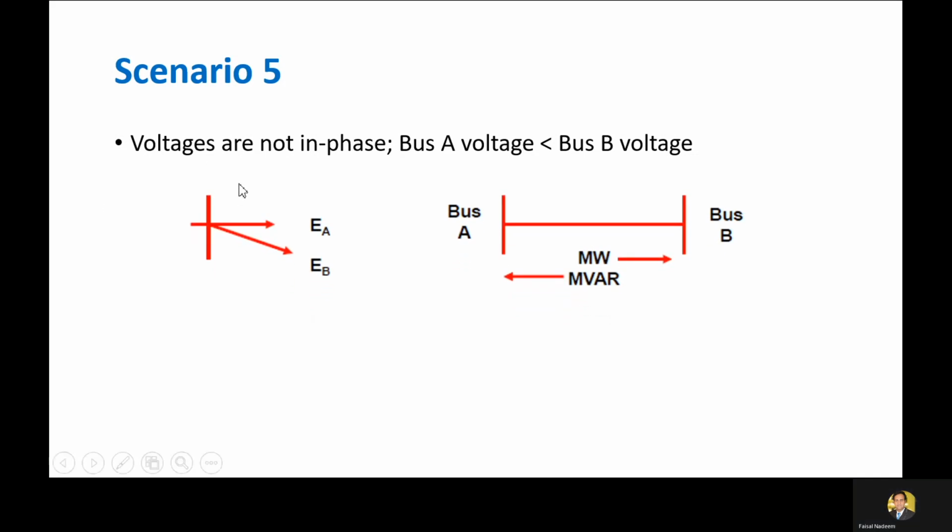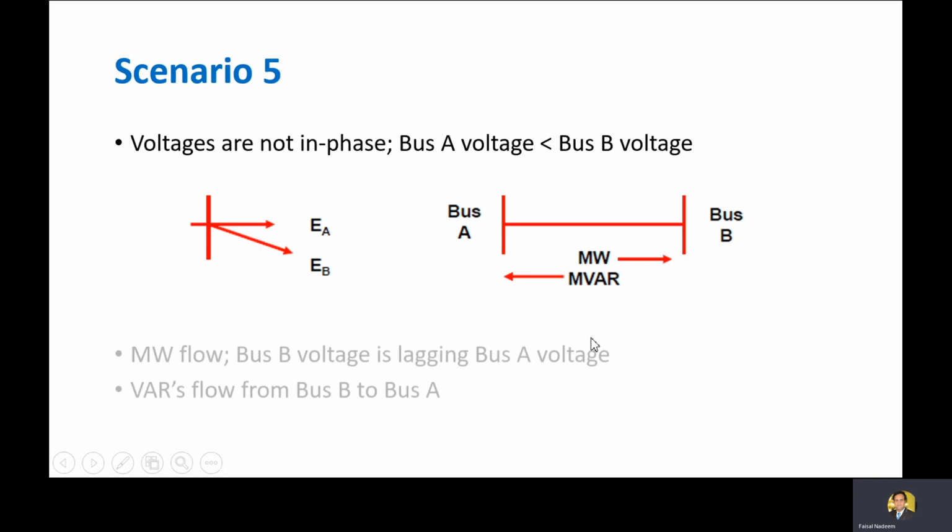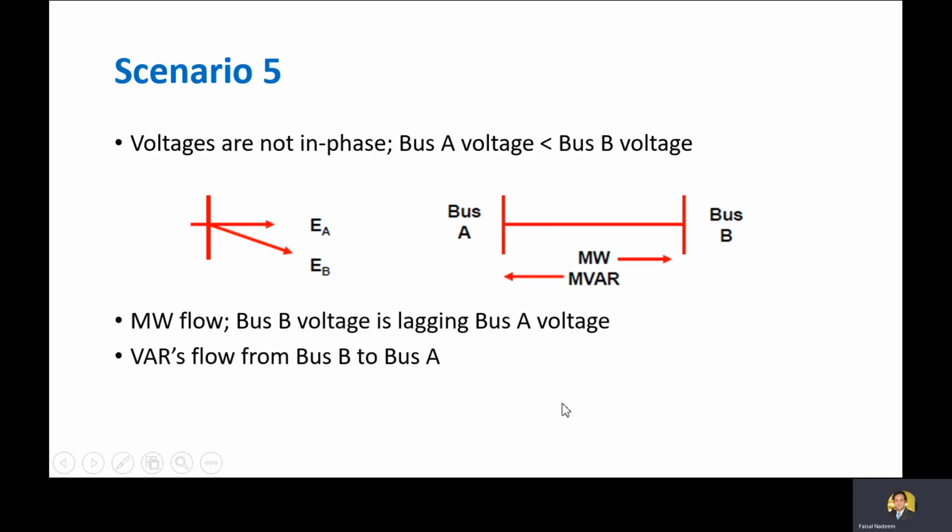Now, voltages are not in phase, that is, the bus B voltage is lagging the bus A voltage. It means that the active power will flow from bus A to bus B, whereas in case of reactive power, as the bus B voltage is greater than bus A voltage, the reactive power will flow from bus B to bus A.